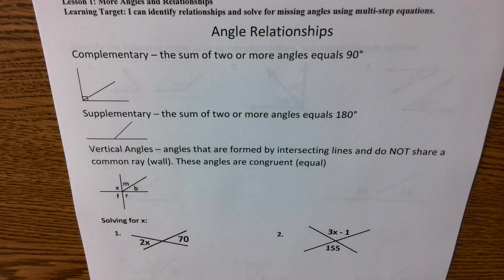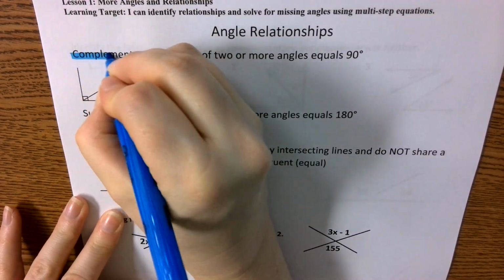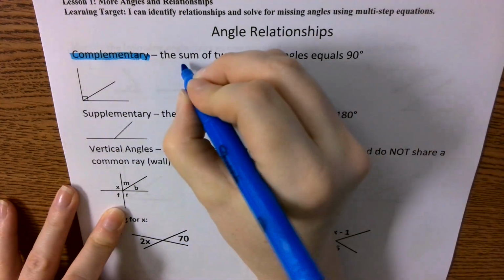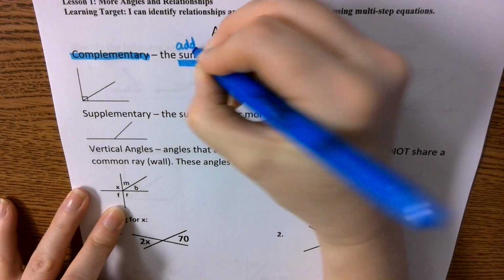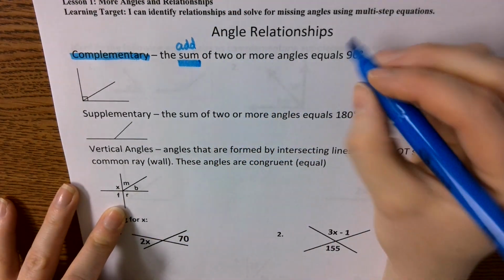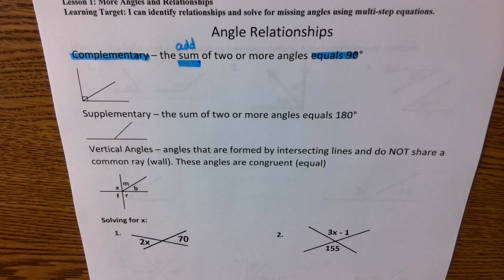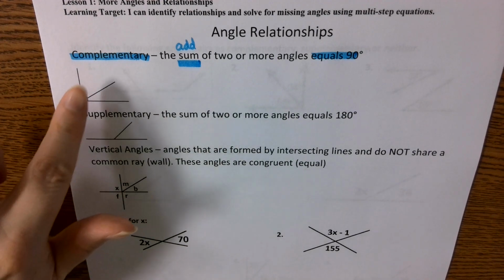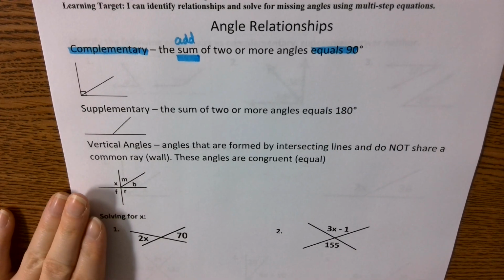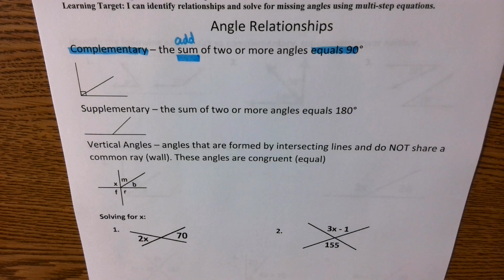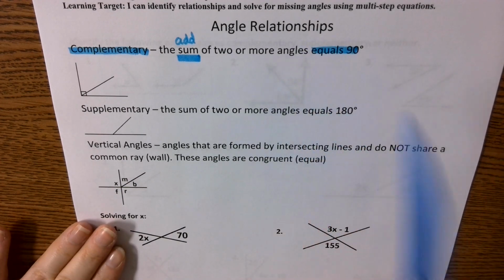So the first relationship we have here is complementary. When we talk about complementary angles, these angles have a sum, meaning that you are going to add 2 or more angles that are going to equal 90 degrees. That sum is going to equal 90 degrees. So that means you cannot have a 90-degree angle inside of a complementary relationship, because if you already have a 90-degree angle, then any other angle paired with it will not let it equal 90 degrees. So you have to have 2 or more acute angles that can combine together to have a total sum of 90 degrees.